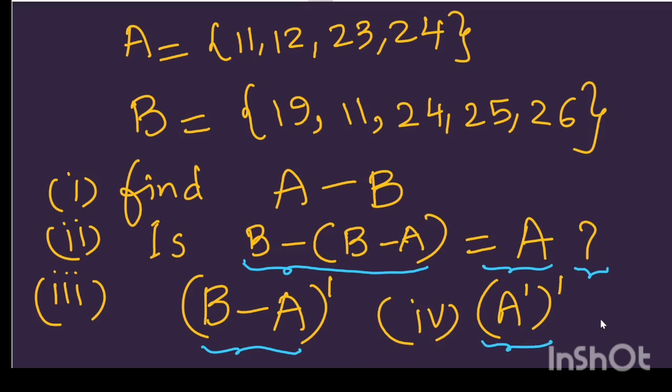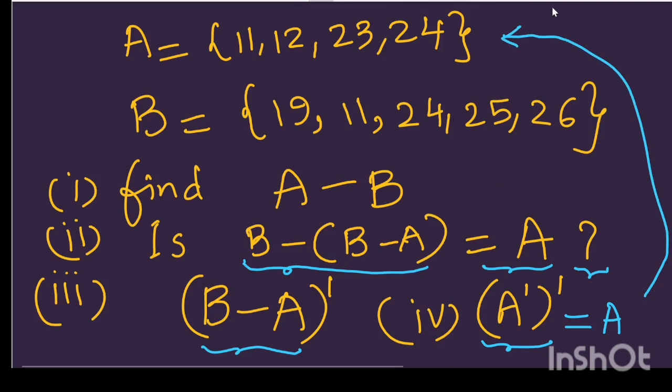Okay, so let's start. If you see the fourth part, this is a property. Okay, A, if you take complement and again complement, A complement of complement is A only, so the fourth part will give you answer A. So it is A only, guys. Okay, so this is the answer of fourth part which we did. Okay, first, this is A, guys.